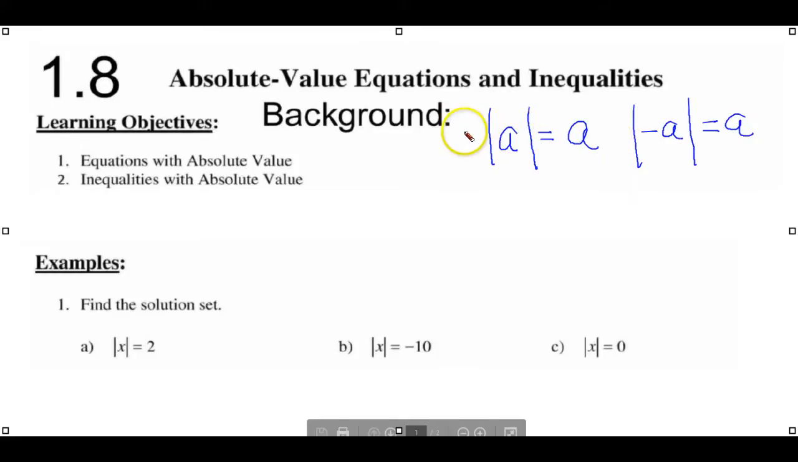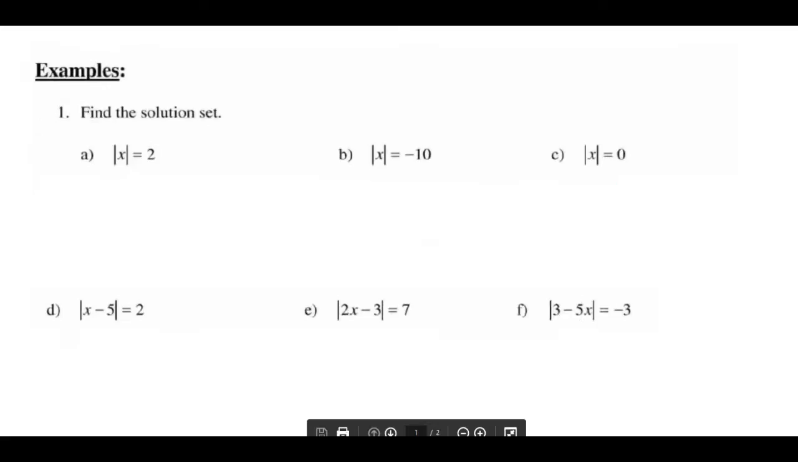Well, as background, the absolute value of anything is always its positive value. So if you have a negative value in here, when we take the absolute value of it, it's its positive value. Now, the exception to this, of course, is when it's 0. 0 is an unsigned number, so that could be a little tricky. All right, well, let's get started.